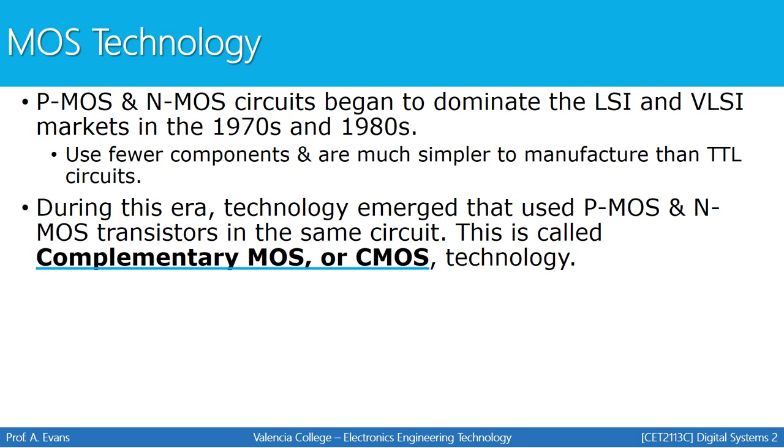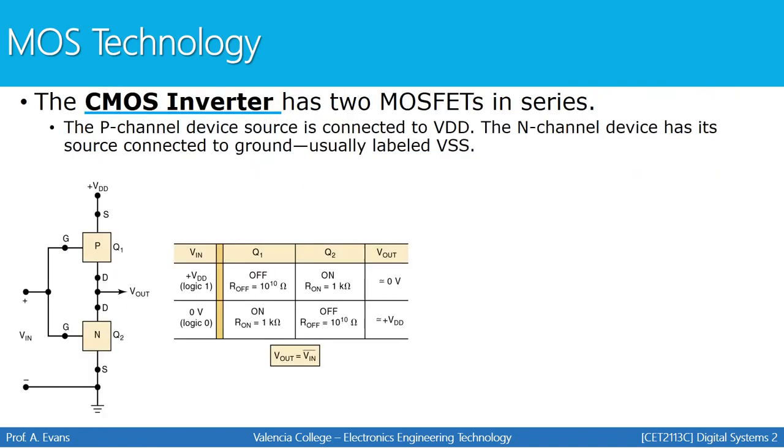During this era, technology emerged that used PMOS and NMOS transistors in the same circuit, and this is called CMOS technology. CMOS comes from the idea that PMOS and NMOS transistors were combined to create logic functions like AND or NOT on a single chip.